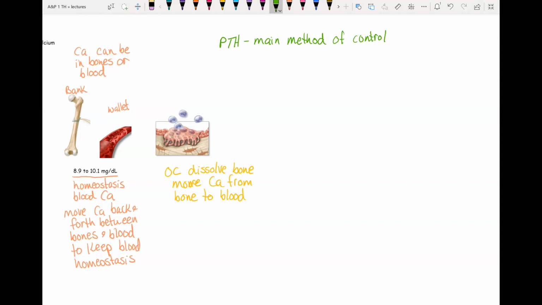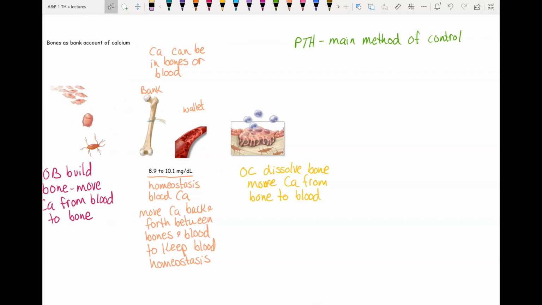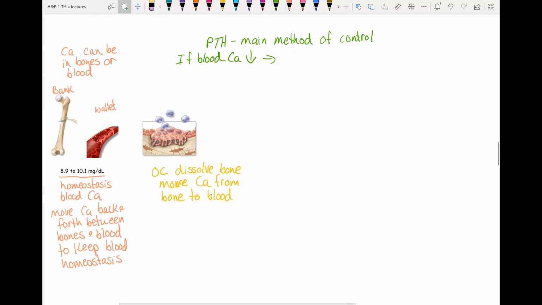And again, this is talking about an adult. So kids would have calcitonin, but we're going to focus on what happens in adults, so we're not even going to mess with calcitonin. We're just going to talk about PTH. So if your blood calcium is low, then you will have more PTH. The lower your blood calcium, the more PTH you need.